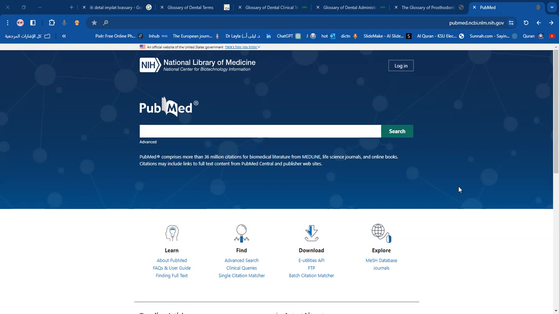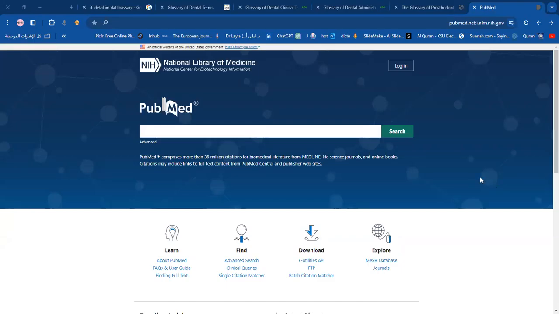Now, this becomes a bit more tricky when we're talking to patients, because patients do not know exactly what we're talking about. For example, if you tell them implants or bridges, they could not even differentiate between those two.